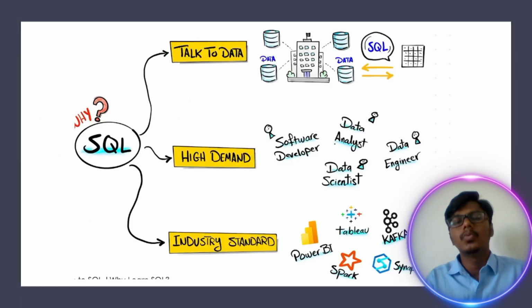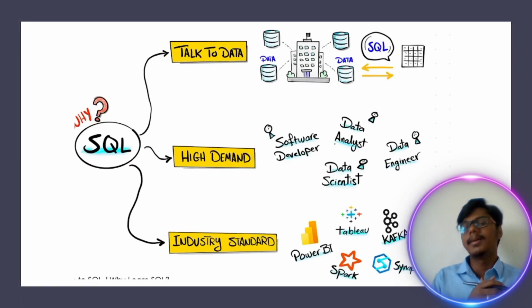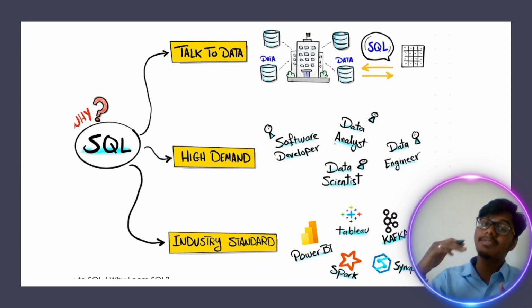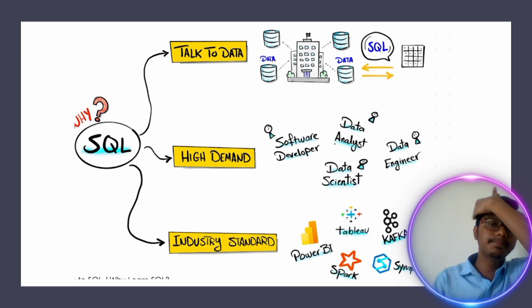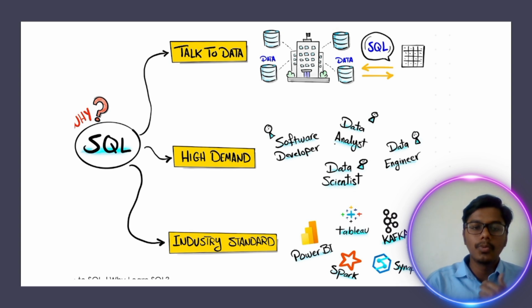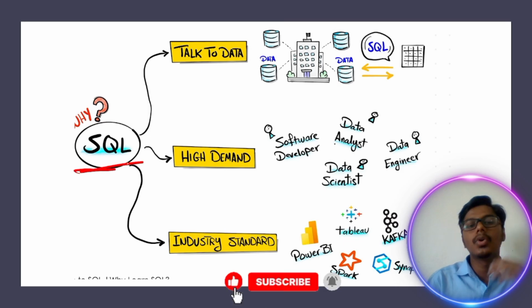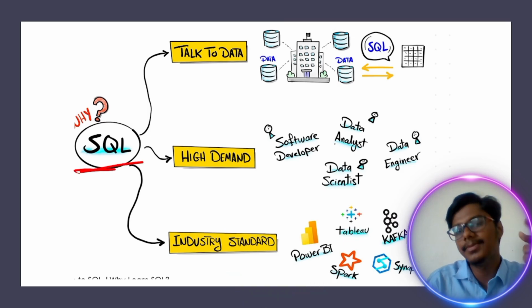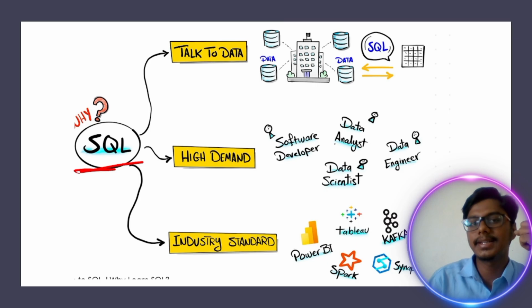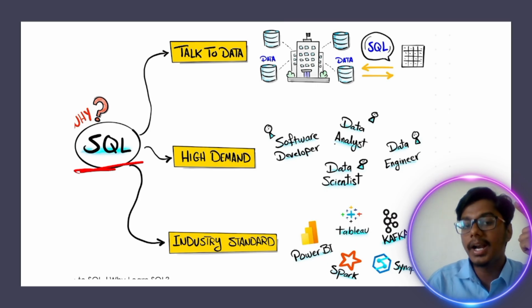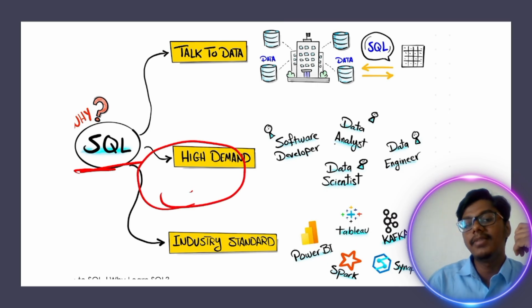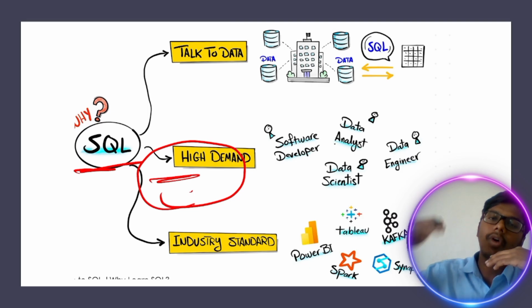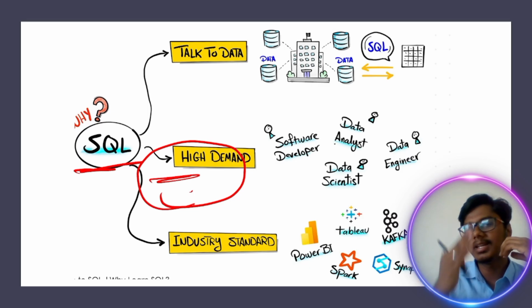Okay, so now why do we want SQL? There are many languages like Python. It's very simple. I also said Python is a very beautiful and very simple language. Why SQL? So we can talk to the data. The first motive of SQL is that we want to talk to the data, and it is a very high demand skill. When we want to get into a top MNC company, there are three important skills to get into it.